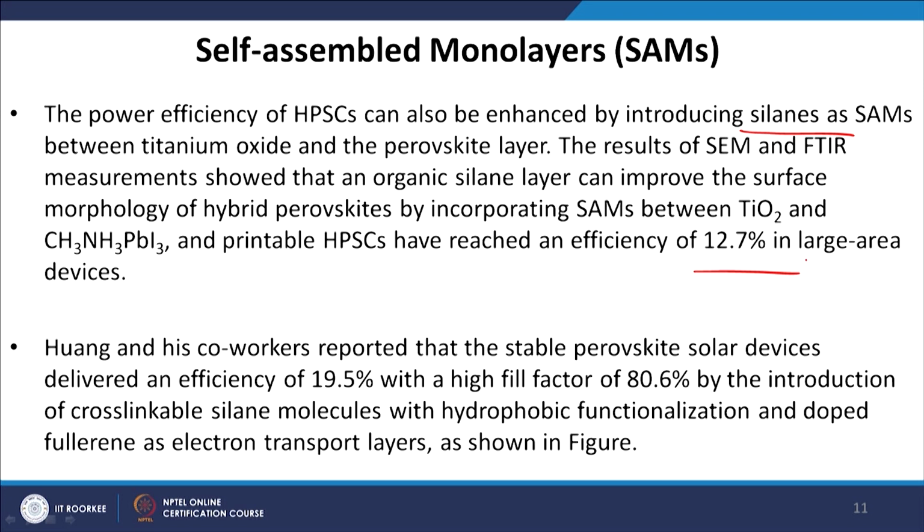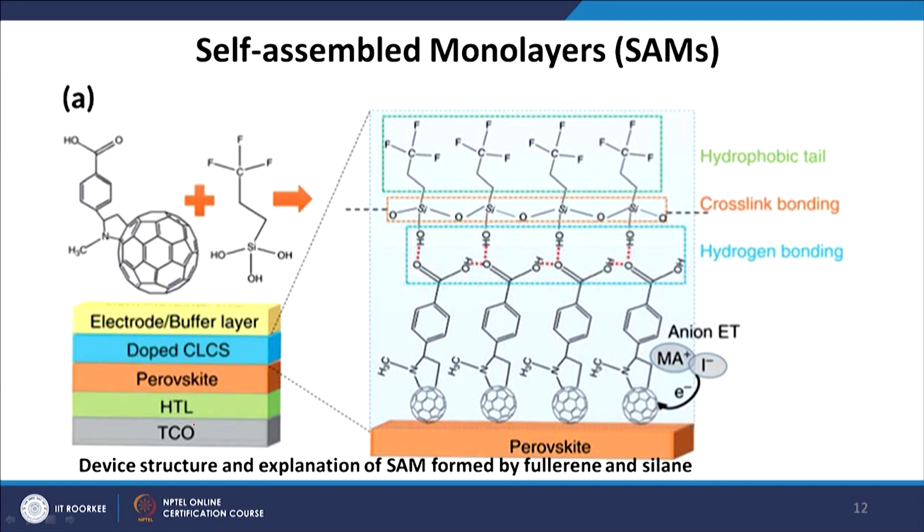19.5% with a fill factor of 80.6% by the introduction of a cross-linkable silane molecule with hydrophobic functionalization and doped fullerene as an electron transport layer, as shown in the next figure. So, you see here, between the transparent conductive oxide we put a hole transport layer, and then there is a perovskite, and then there is a doped C60 layer, and then we put the electrode layer.